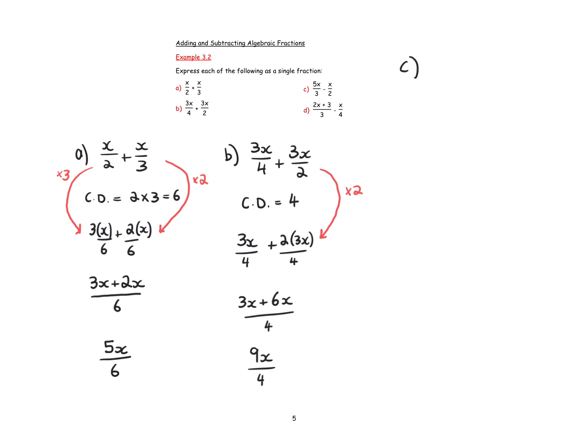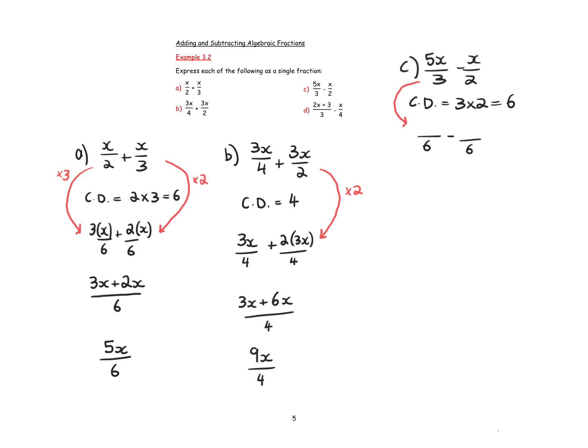On C we have 5x over 3 minus x over 2. To begin, I can get my common denominator, and my common denominator is got by multiplying the two denominators. The two denominators are 3 and 2, so 3 by 2 will give us 6. Now we have our new denominator of 6. Now we must change the fractions so that they match with the new denominators.